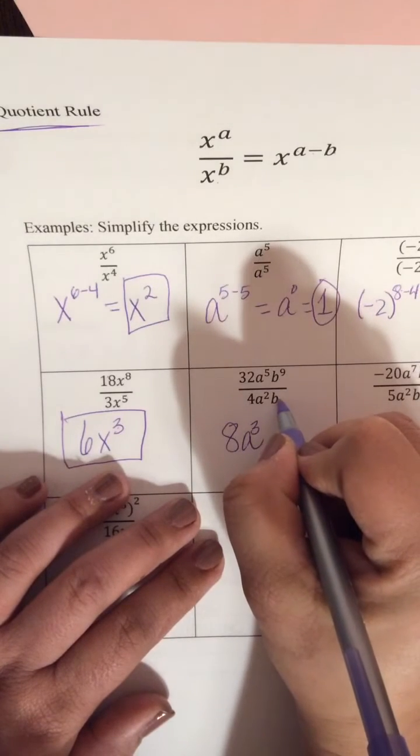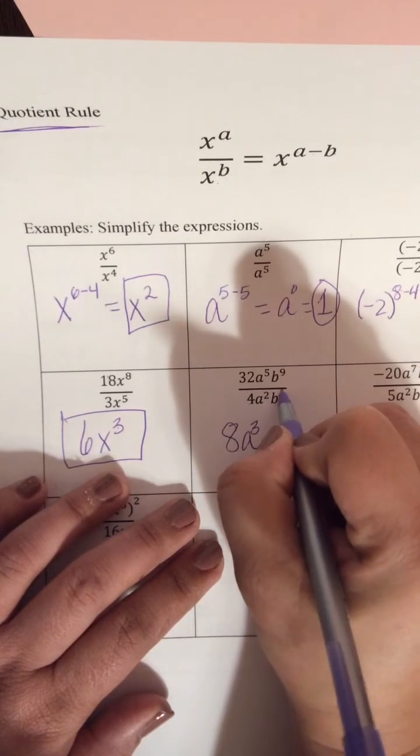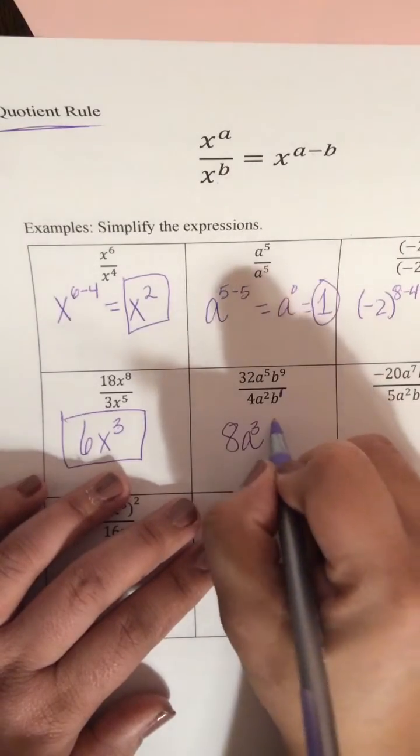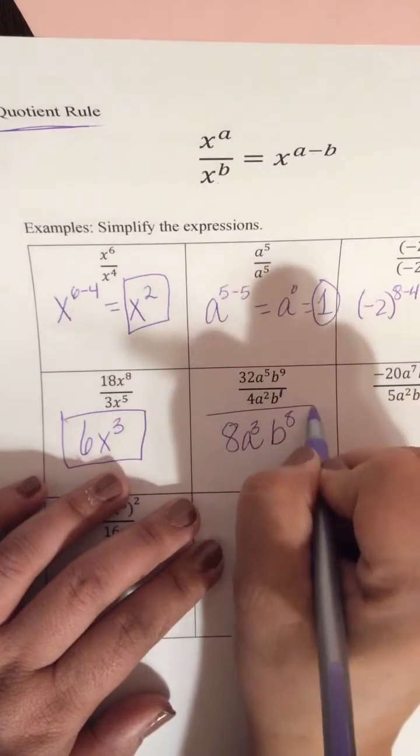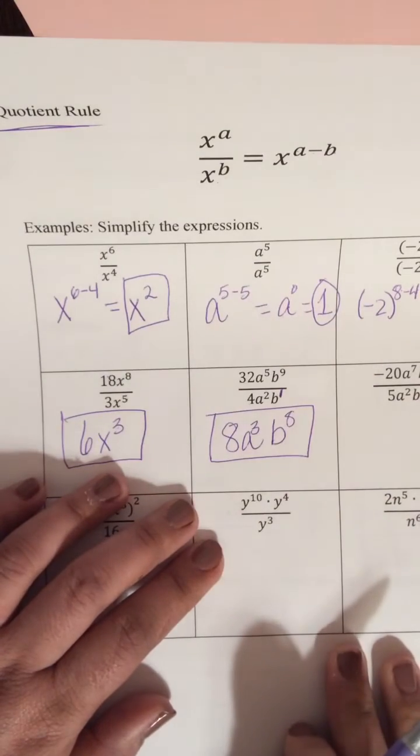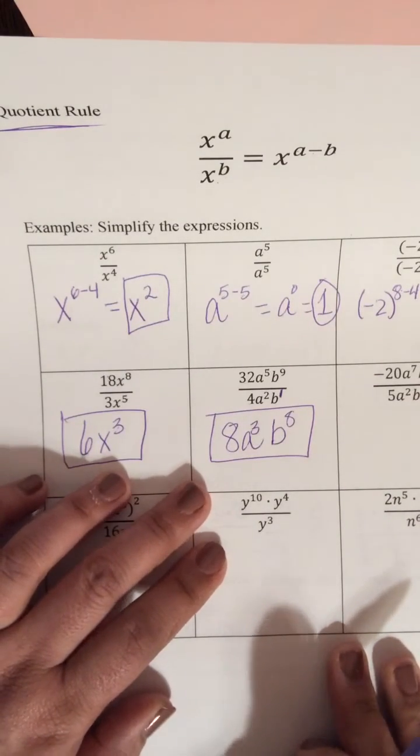And notice that b on the denominator does not have an exponent. So it's understood that there's a 1 there. So b to the 9 take away 1 is 8. So you're going to have your answer as 8a cubed b to the 8th power.